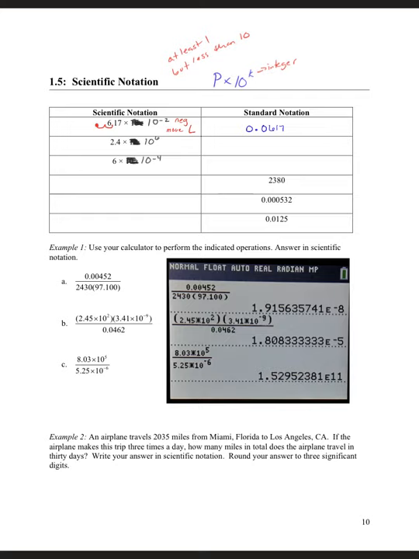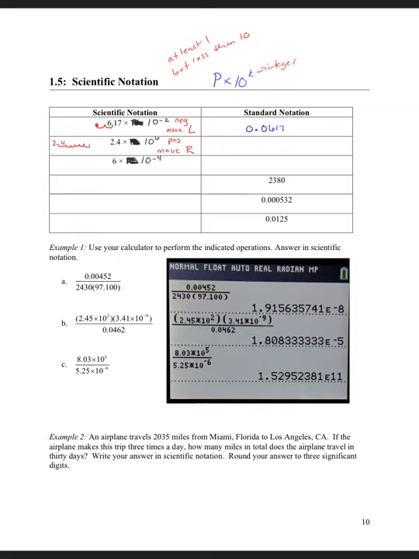Okay, with the next one, we have 2.4 times 10 to the 6th power. Since this is a positive exponent, we want to move the decimal to the right. And we're going to move it 6 places. I'm going to come over here and write the 2.4 again. And we want to move it 6 places to the right. So 1, 2, 3, 4, 5, 6. And then you need to fill this in with zeros.